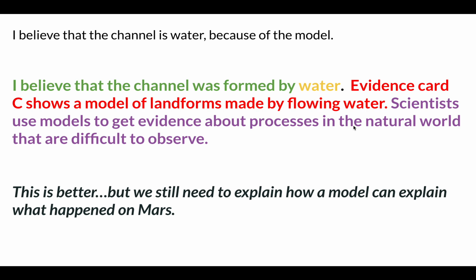So you have to be specific and say evidence card C shows a model of landforms made by flowing water. And then we want to go ahead and add some kind of an explanation, which was scientists use models to get evidence about processes in the natural world that are difficult to observe. Okay, so we're using key concept number 3 to explain how a model can explain what happened on Mars.